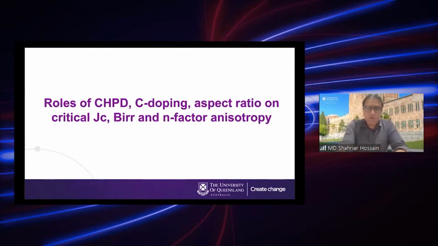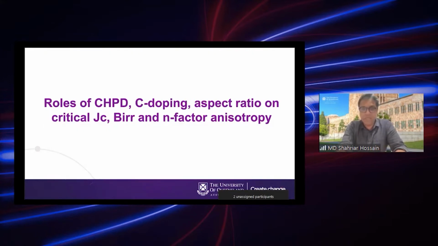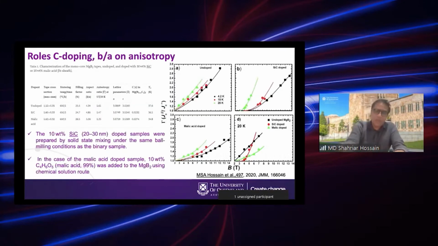All right. So now I will just try to explain this doping. As you see, the rolling-induced texture is there, so it has some anisotropy. For magnet design, we have to consider this anisotropy, so we have to have an isotropic wire because it is not round. So this is where our investigation checks the roles of CHPD, carbon doping, and aspect ratio on critical current density, irreversibility field, and also the n factor and anisotropy.